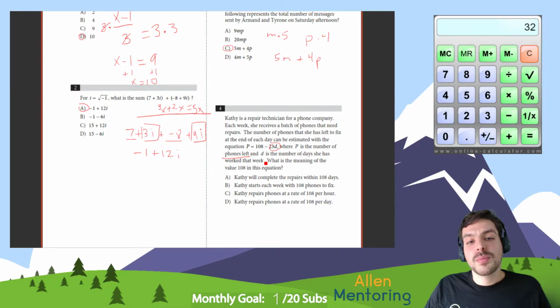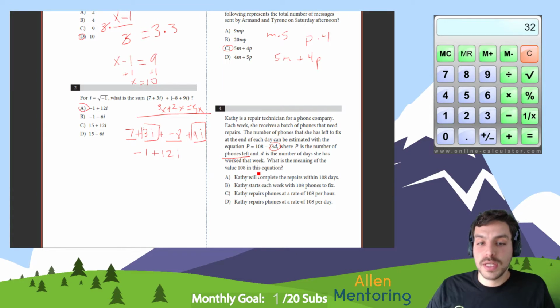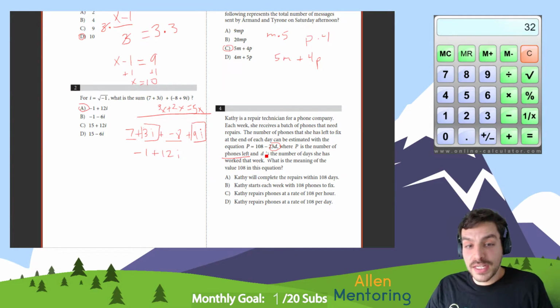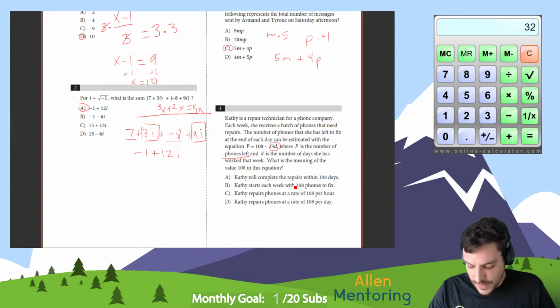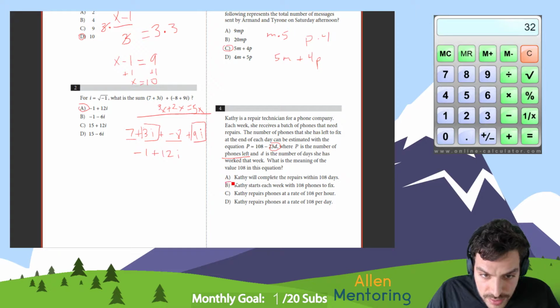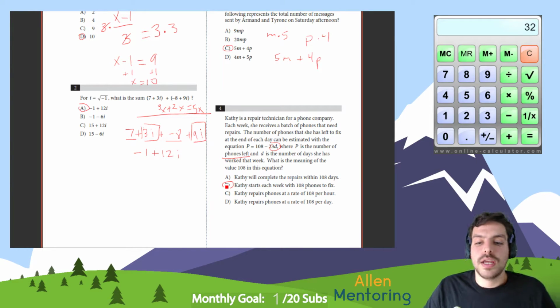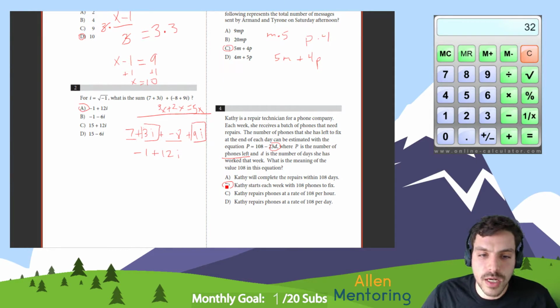Chances are it's the number of phones that she started with in the first place, right? Because if she fixed 108 phones, then she would have 0 left. So it makes sense that 108 minus 108 would be 0. So which one of these says starts each week with 108 phones to fix? That looks right. Because that means she starts with 108 and hopefully gets through 108 by the end of the week.